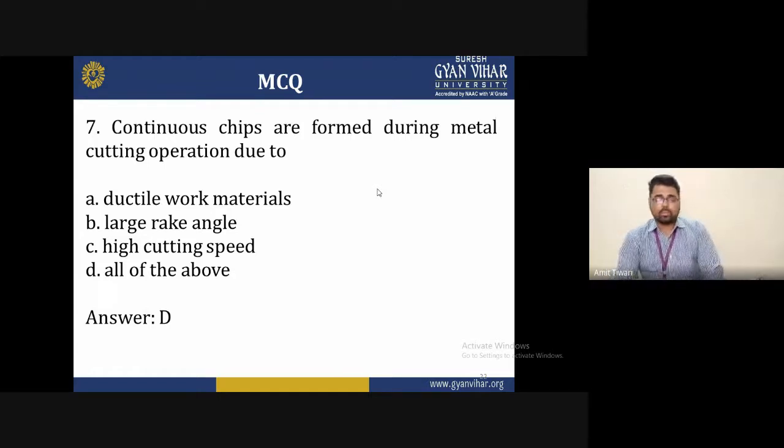So as per the conditions, all are the same, and all are suitable for continuous chip formation during the metal cutting. All of the options are correct, and with the help of these parameters, continuous chips are generated.